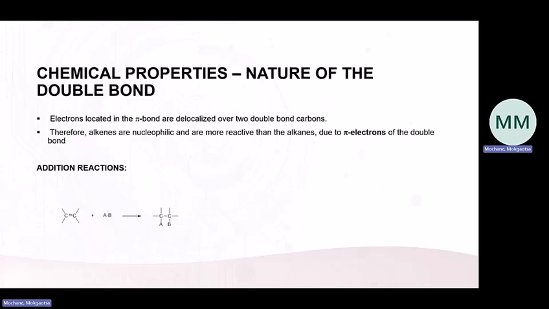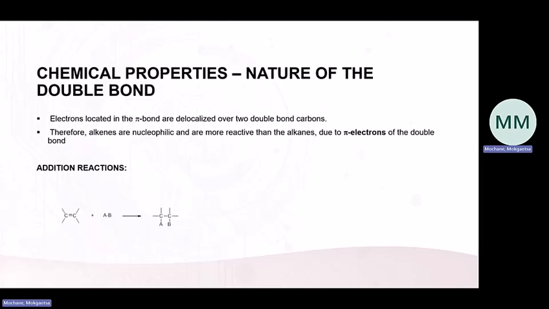The alkenes actually have a special double bond, in a way that it has a sigma bond as well as a pi bond. And this pi bond is not on a specific carbon in the double bond. This pi bond is actually delocalized over those two double bond carbons. It's not placed specifically on a single carbon. No, it's delocalized over those two double bond carbons.